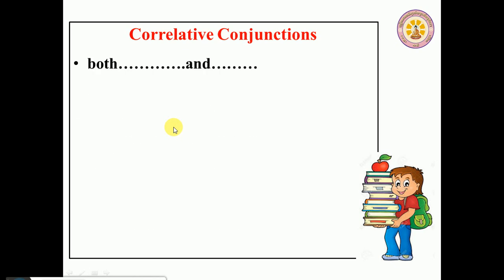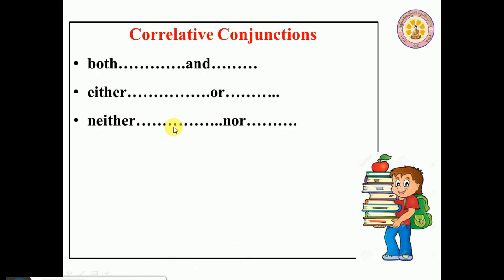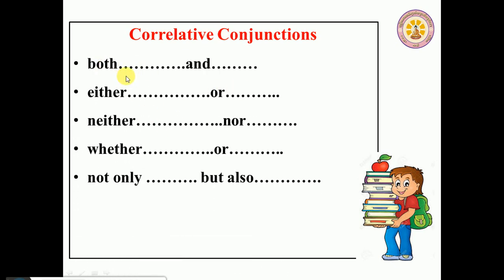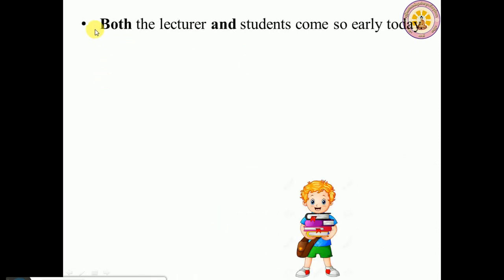Okay, here are some examples of correlative conjunctions. You can study them yourself, like both/and, either/or, and not only/but also. Example: Both the lecturer and student come so early today. So the correlative conjunction "both and" is used to join the nouns lecturer and student.